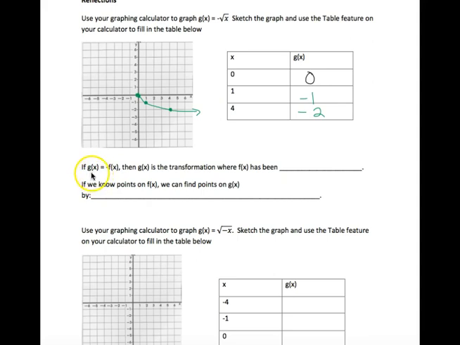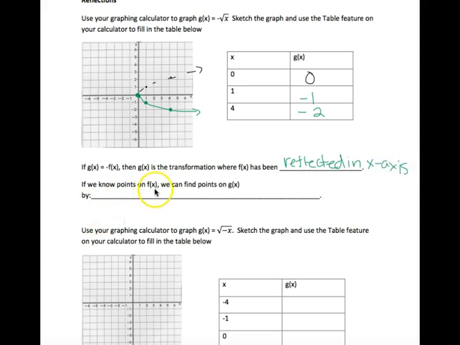So then it says if g of x equals the opposite of f of x, then g of x is a transformation where f of x has been... It's asking you to describe what's happened. So regular square root of x, if I graph that in black, would have been here. This is the parent graph. And so all we've done here, it has been reflected in the x-axis.